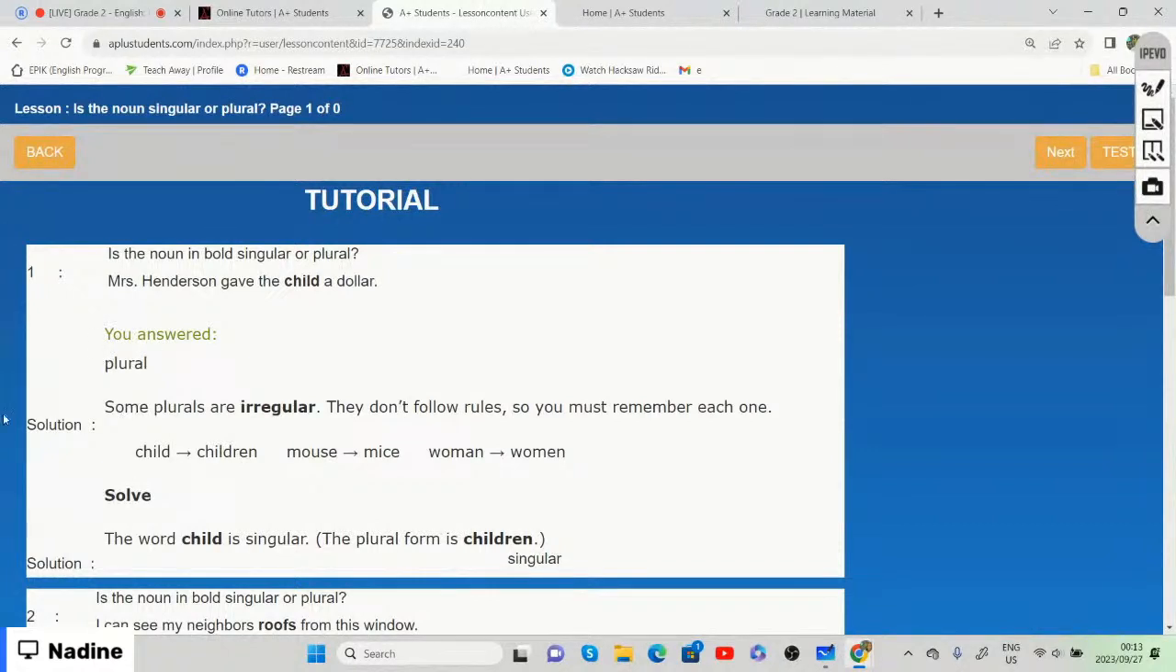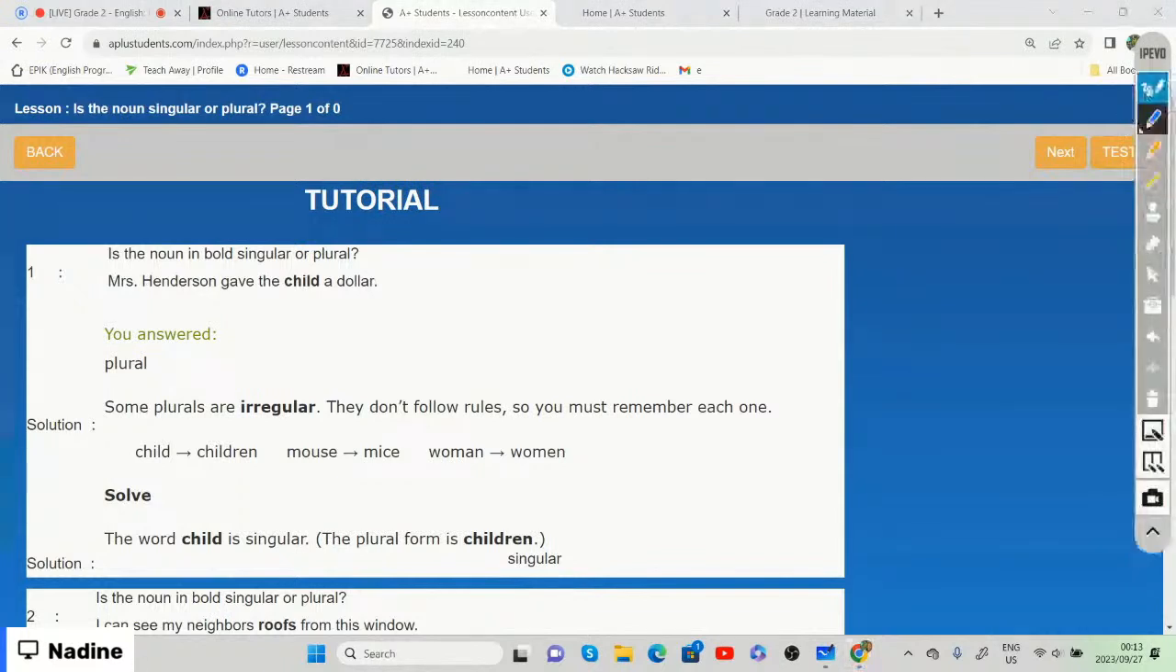So some plurals are irregular and they don't follow rules. You must remember each one, because, like we said, there is no rule where we add an S or we add an ES. For example, child. Child is singular, right? But if we make mention of more than one child, then more than one child is children.